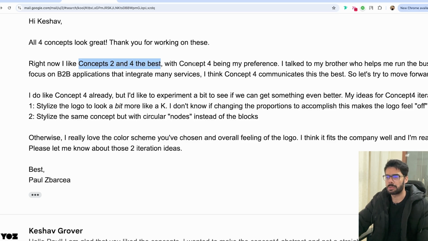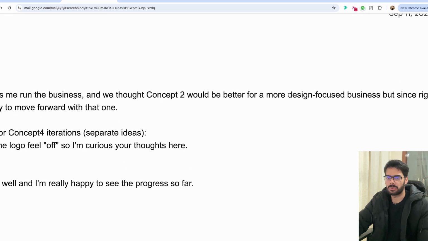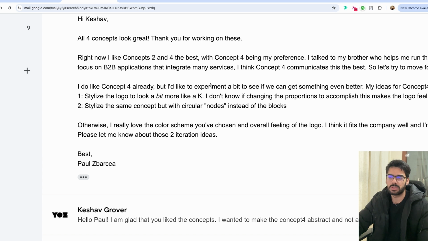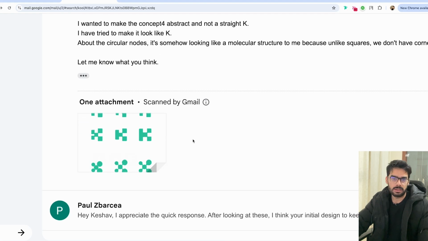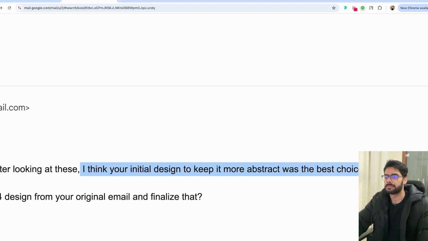However, he felt concept one would have been better suited for a brand offering design services as well, which I agree. Because of the soft curves it has, it can be rectified, but we don't need to because he liked the concept more. He suggested a few changes, which I showed him. Then he finalized the logo. This was the entire process behind this logo.